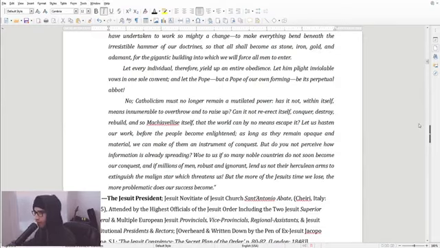As long as they remain opaque and material, we can make of them an instrument of conquest. But do you not perceive how information is already spreading? Woe to us if so many noble countries do not soon become our conquest, and if millions of men, robust and ignorant, lend us not their Herculean arms to extinguish.